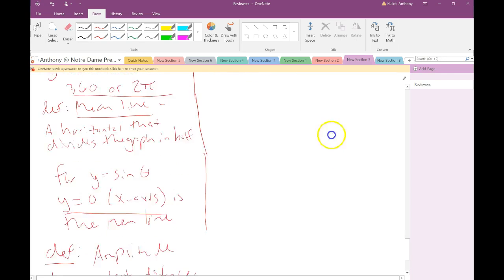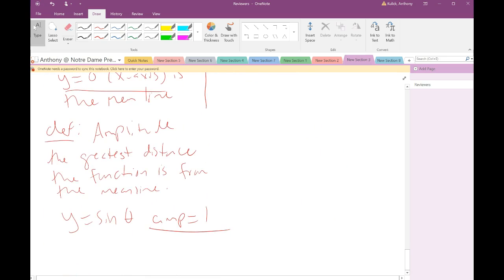Oh, sure. Yeah, of course. I just get excited sometimes, Julia. So tomorrow we'll talk about just y equals cosine theta, and then start talking about transformations of these and how to do that.